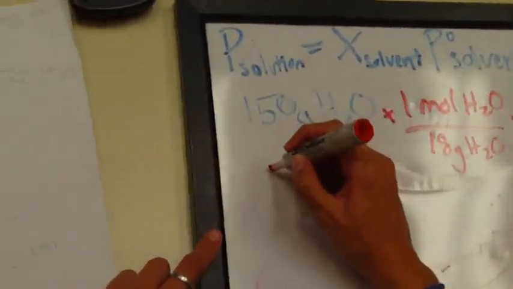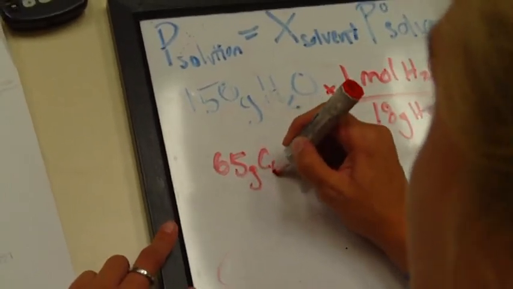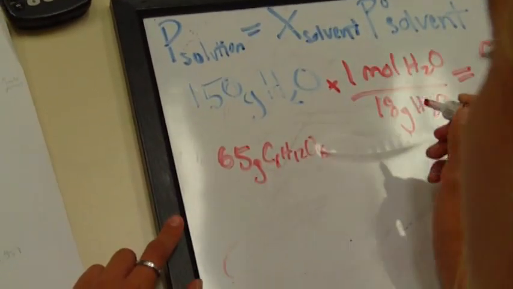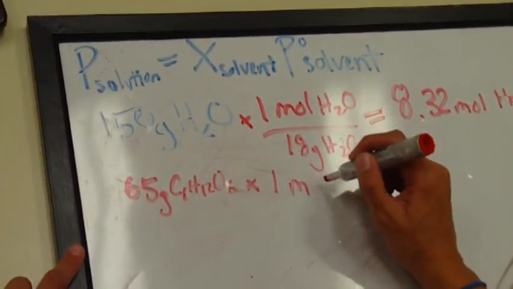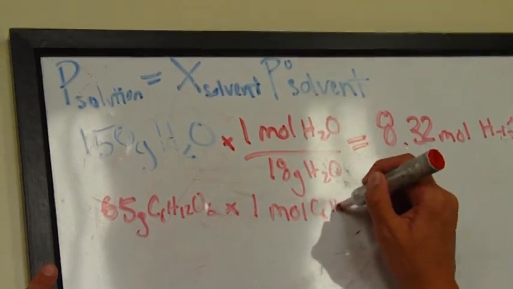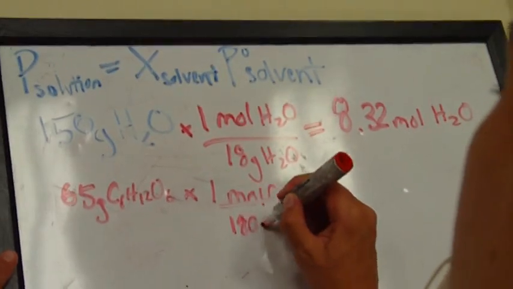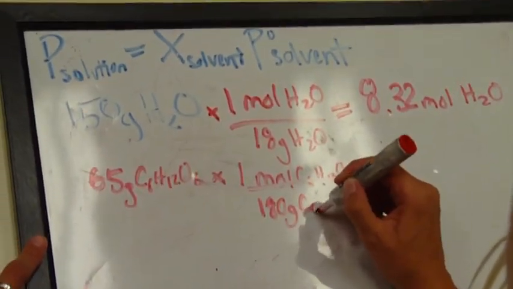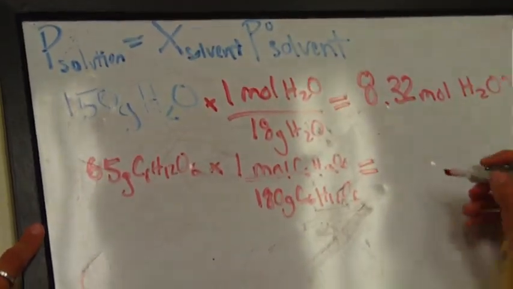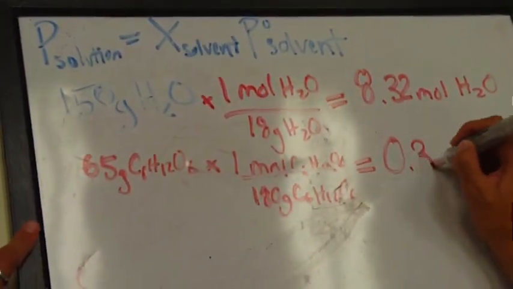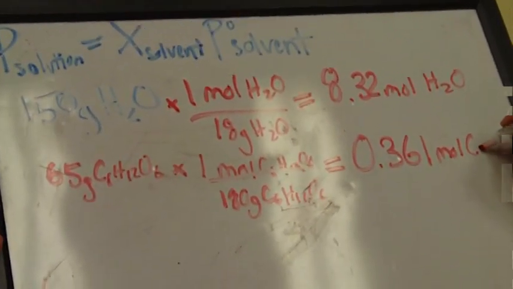We also need to convert our solute, which was the glucose. They gave us 65 grams of it, and we're going to multiply that by 1 mole of glucose is equal to 180 grams of glucose. And we end up with 0.361 moles of glucose.